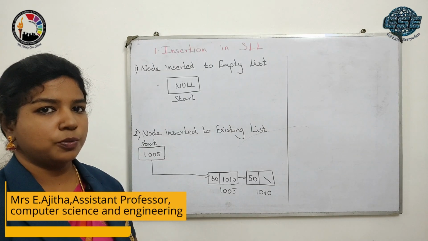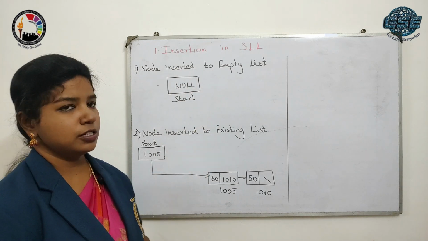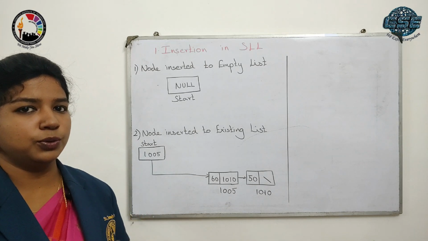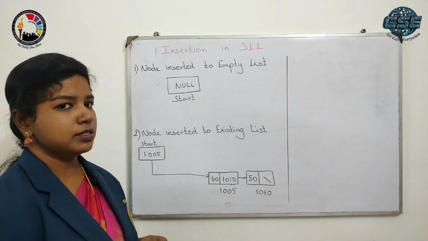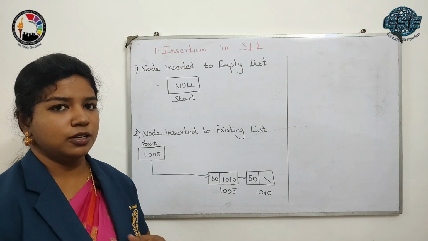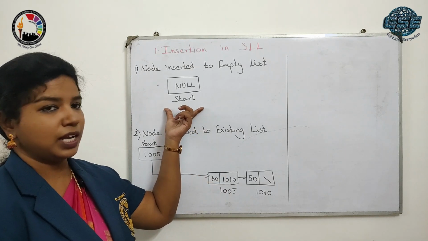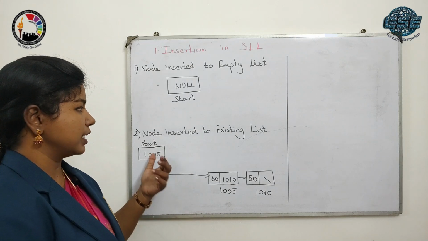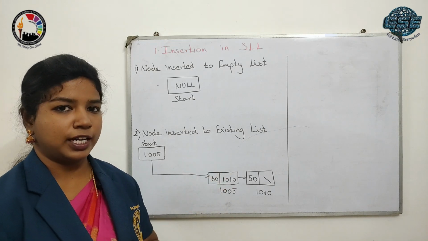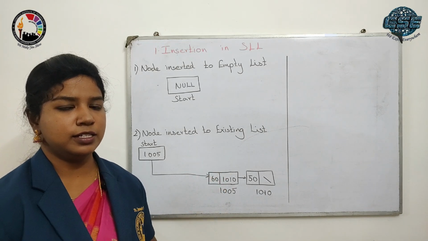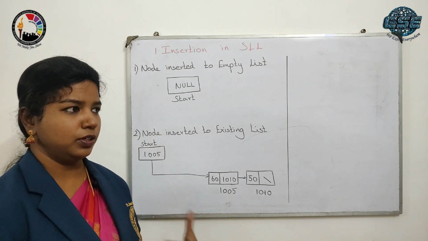Now we see the first operation of your singly linked list, insertion in a singly linked list. Insertion in a singly linked list has two cases. The first is a node inserted into the empty list, that means there is no node actually present. So whatever node you are inserting is the first node to be inserted, and initially the start value will be null. The second case is a node inserted into an existing linked list. In that linked list we are going to create a new node and insert it at the beginning of your linked list.